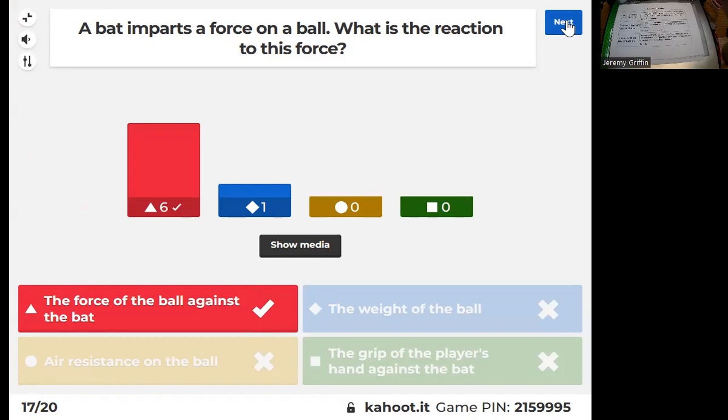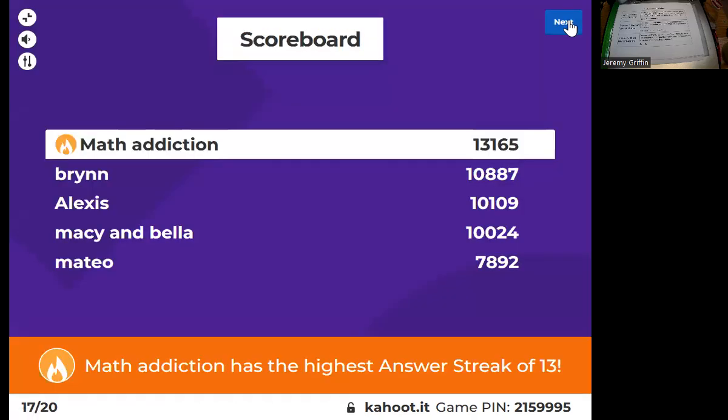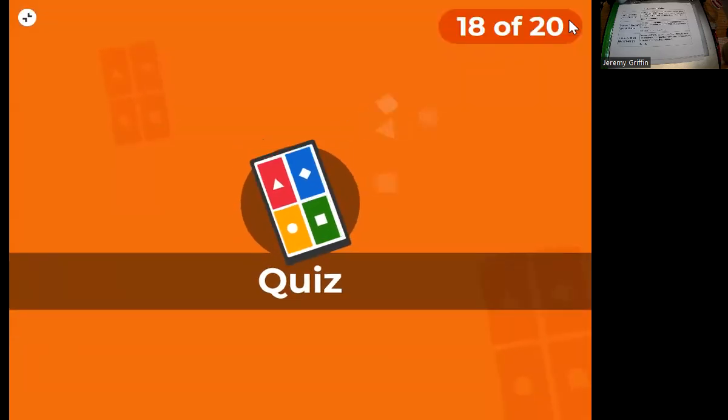Okay. Now, guys, I've got my own question for you. Which force is bigger? Ball hitting the bat or the bat hitting the ball? Same force? Yeah. Can't trick you guys. Same force, right?